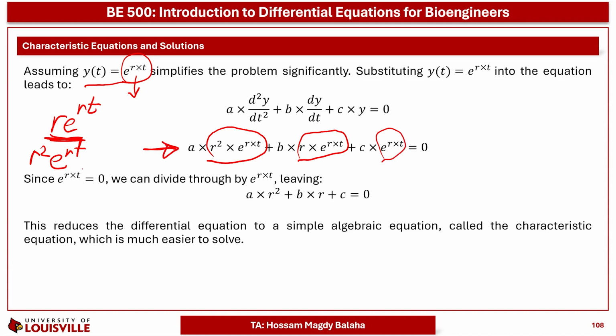Divide by e to the rt, which is possible because e to the rt will never become 0. There is a typo here, so this should be unequal. So the equation will become a r squared plus b r plus c equals 0. This simple algebraic equation is called the characteristic equation, and in this case it's easier to solve and find the different values for r.